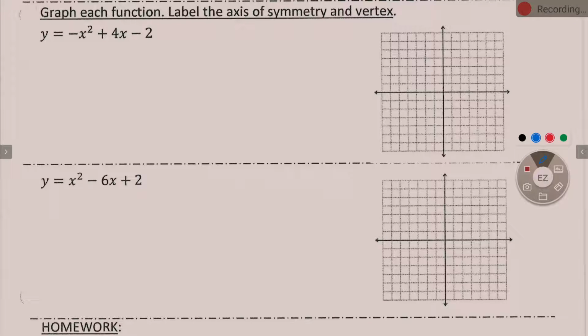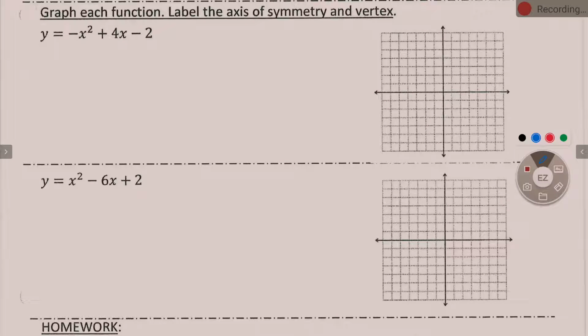Okay. Picking up from where we left off, lesson 9.2. Yesterday we practiced axis of symmetry and vertex. Today we are graphing. But notice when it says graph, label the axis of symmetry and vertex. So we are finding the axis of symmetry and vertex first. So can you tell me your ABCs?